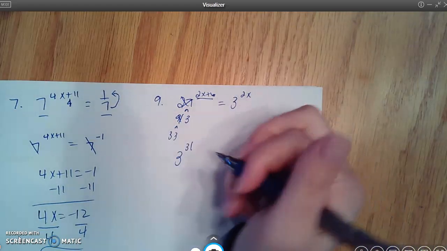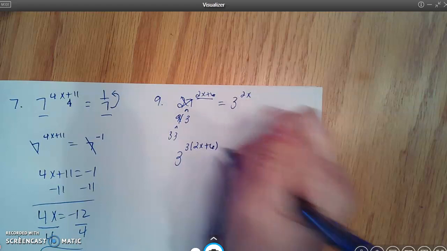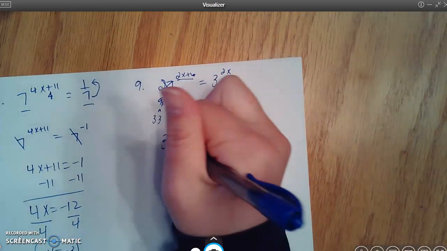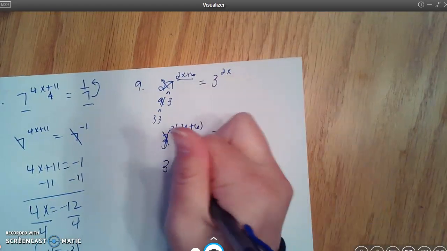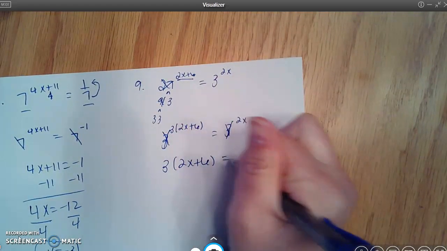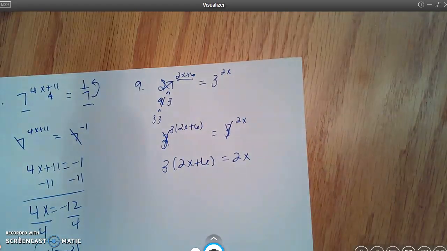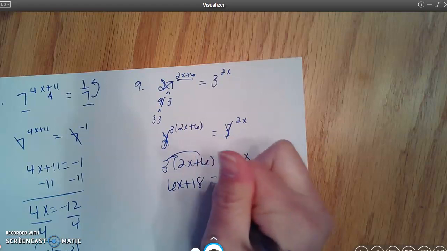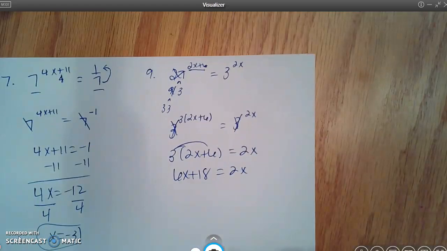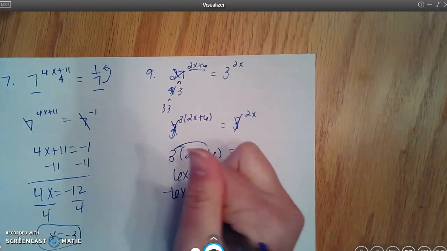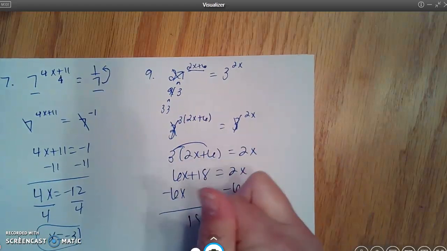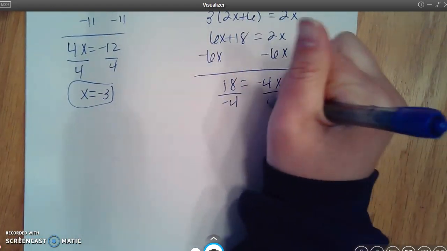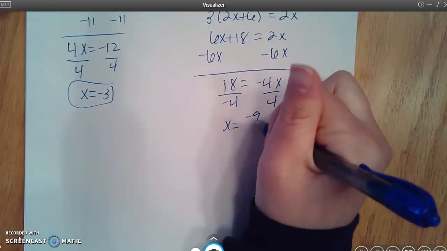And when you have an exponent raised to an exponent, we multiply. So I can multiply those exponents together. And now my 3's can cancel. I'm left with 3 times 2x plus 6 is equal to 2x. Now just distribute, and you'll get 6x plus 18 is equal to 2x. I'm going to go through and subtract my 6x from both sides. I'm going to get 18 is equal to -4x. Divide everything by -4. X would be -9/2.